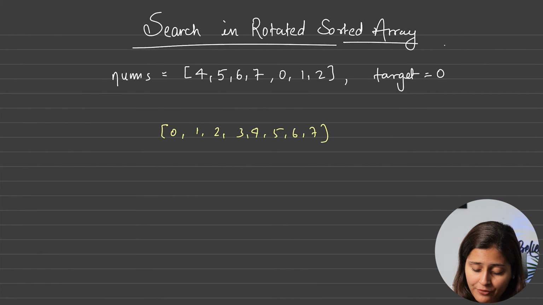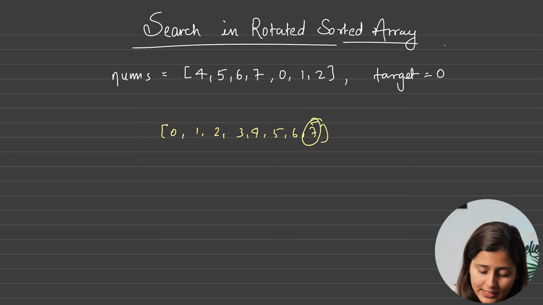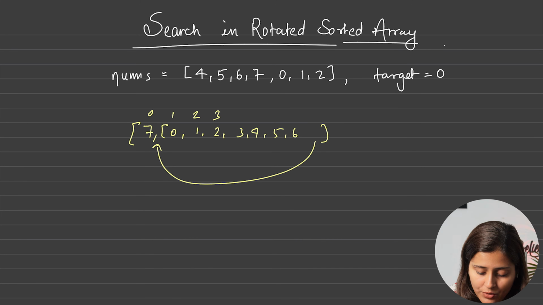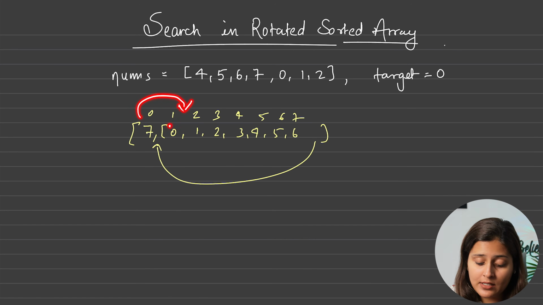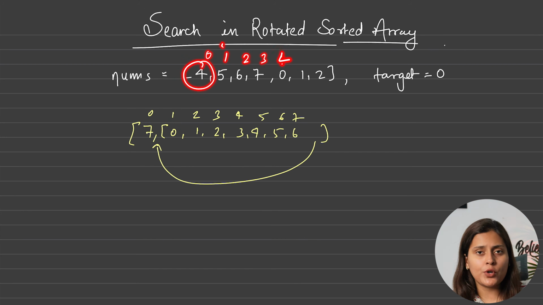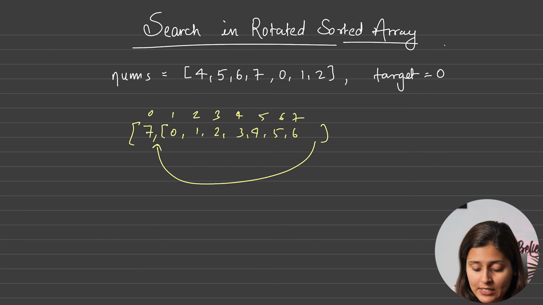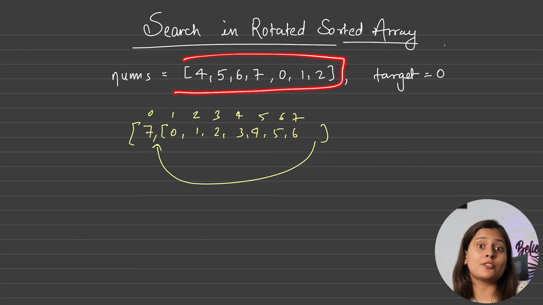So if you see here, after one rotation, 7 will come from here, okay, and we'll add it in the beginning. Okay, now 0 will move from the first location. Yes or no? Yes. So now in the given example, 0 is at what location? 0, 1, 2, 3, 4. Okay. So after one rotation, 0 came from 0 index to 1 index. Then after how many rotations does 0 come from 0 index to 4th index? Of course 4 rotations, correct? So hence this is also sorted, but in rotated sorted array.